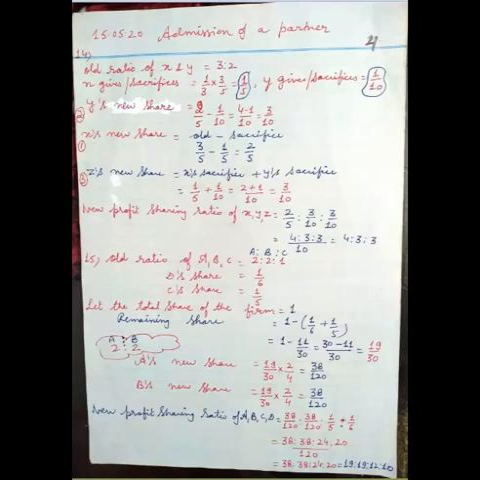So new profit sharing ratio of A, B, C, D is equal to 38/120 is to 38/120 is to 1/5 is to 1/6. If you take LCM, that is 120, and divide by 120, you will get 38 is to 38 is to 24 is to 20. Okay. So if you reduce it, you will get 19 is to 19 is to 12 is to 10. I hope it's clear, beta. Now see next.